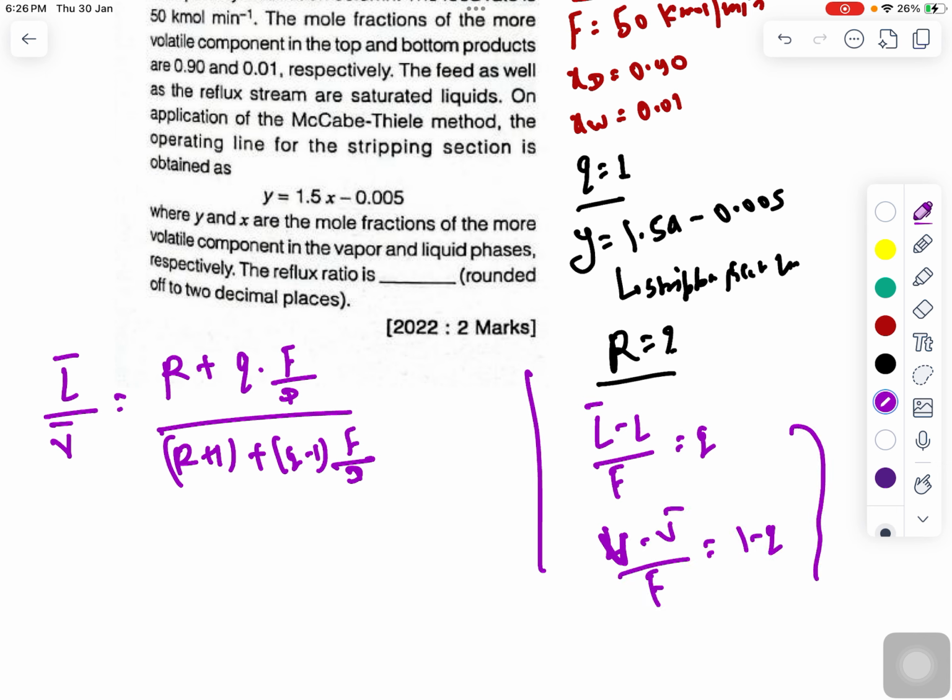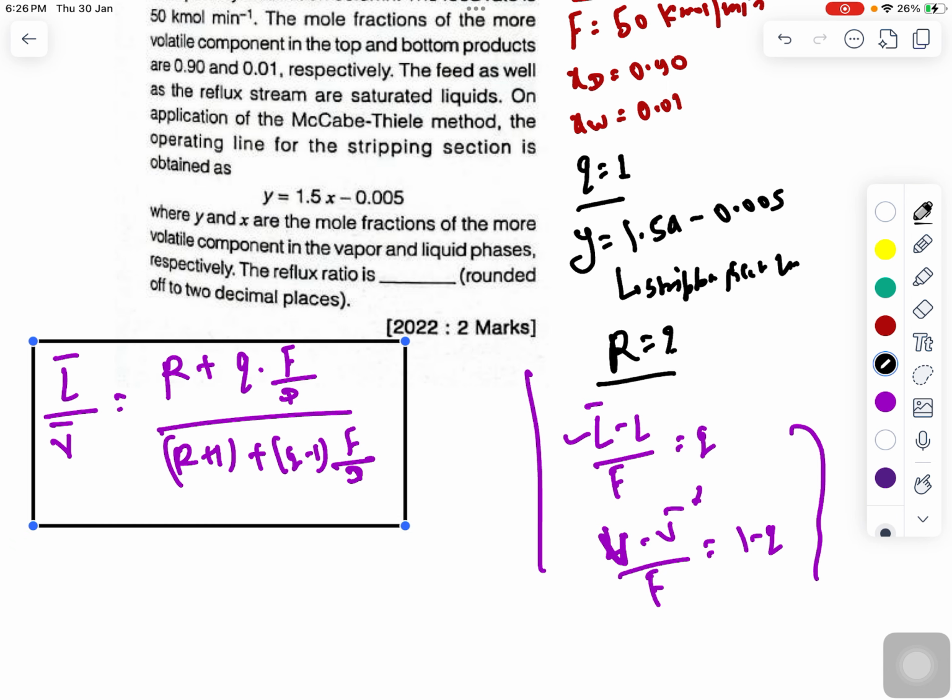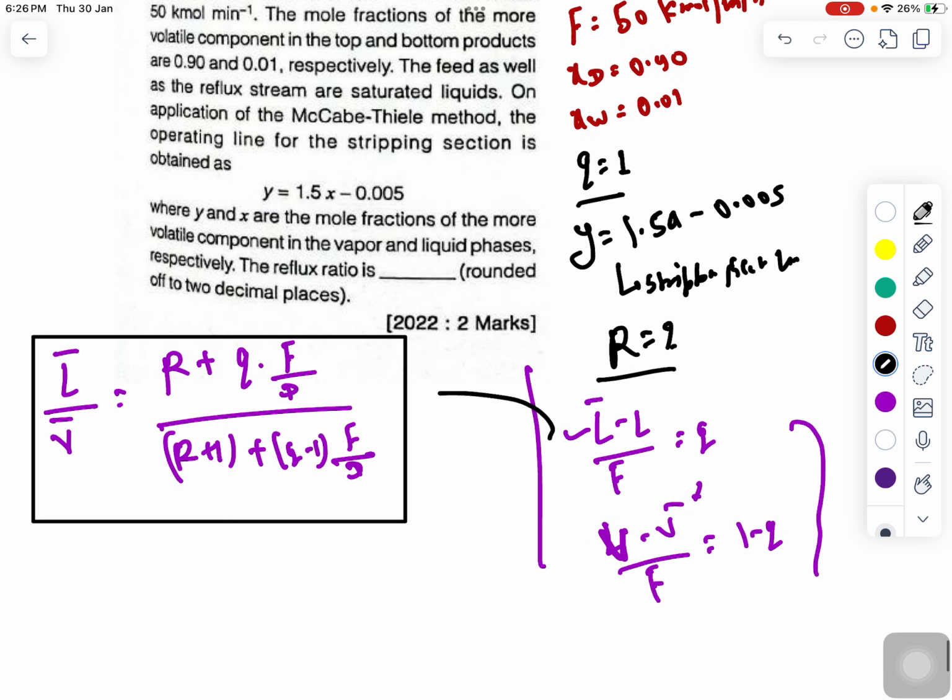So I am clubbing both of these equations. I will be calculating L bar and I will be calculating V bar, and once I will divide L bar by V bar, you will be getting this equation. This is very simple. If you don't remember, then you can calculate this equation from here only, right?